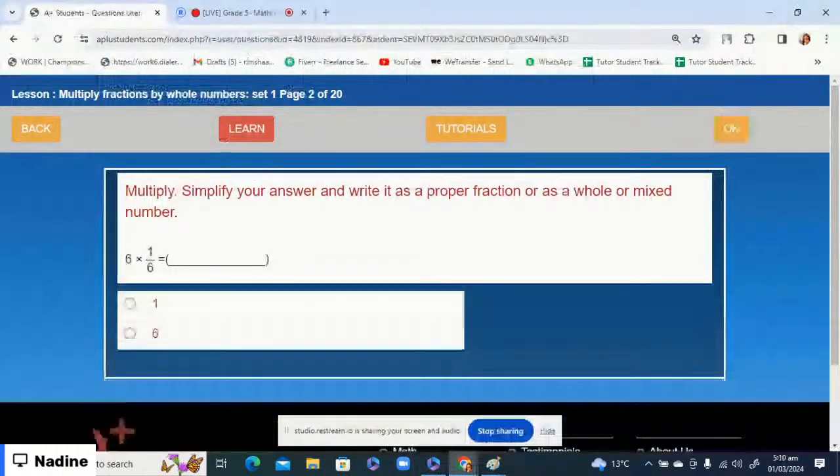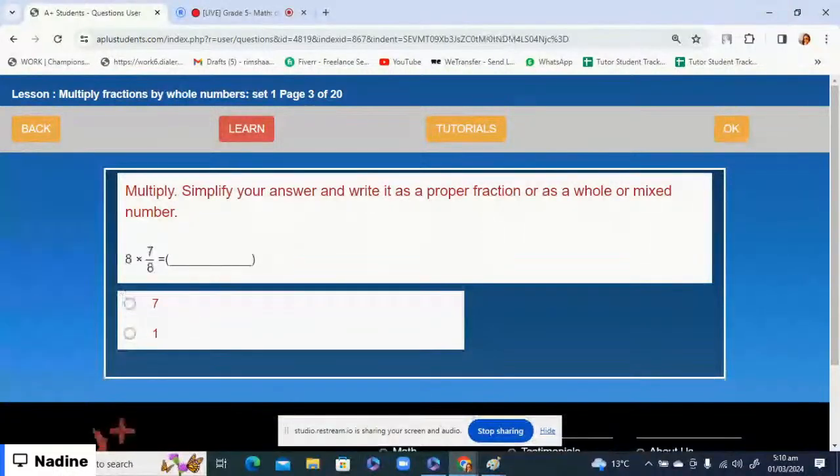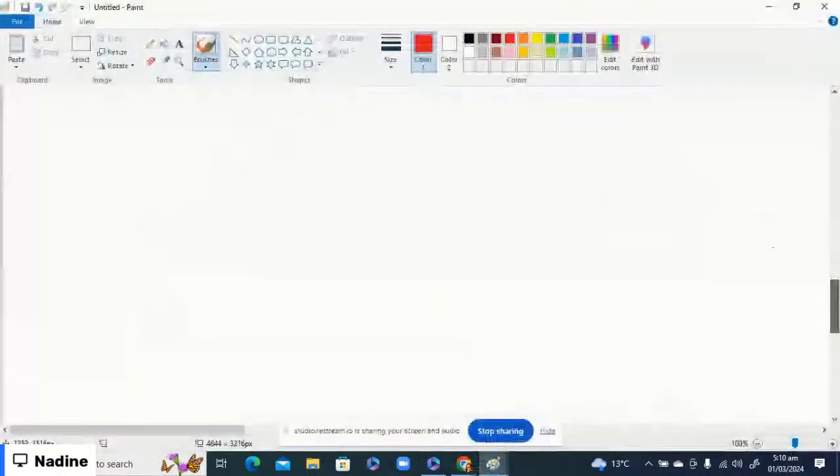This one we already discussed. 6 times 1 by 6, and what's the answer? It's 1. We already did that one. Okay, 8 times 7 over 8. Let's do that one. 8 times 7 over 8.